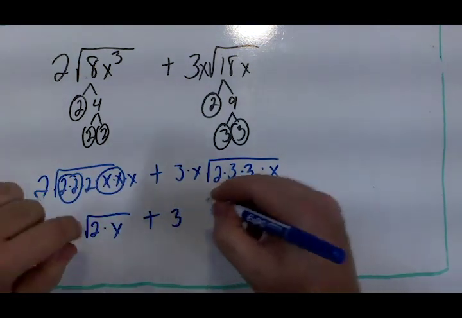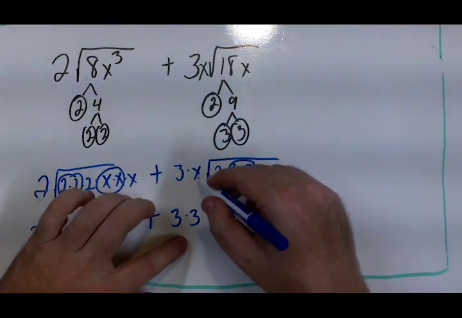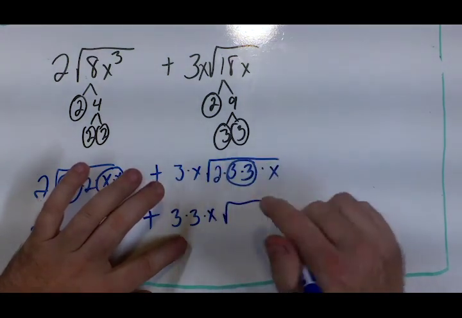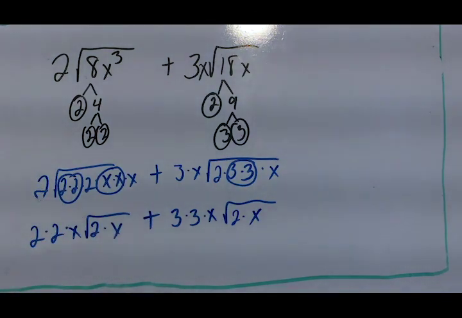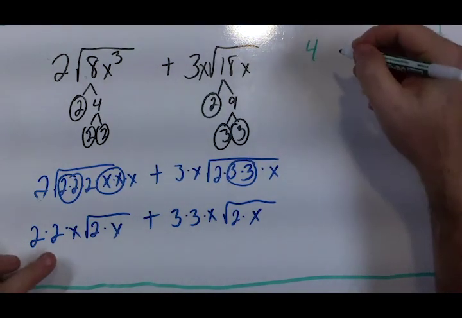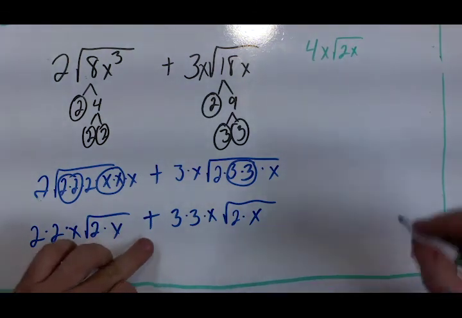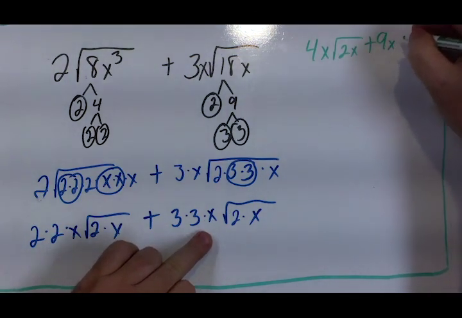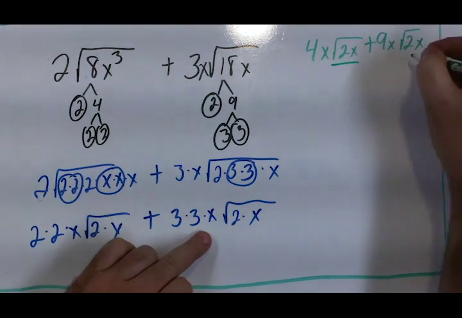Over here we have a 3 out front. I also have a pair of 3's right here, so I can bring that out. The 2 does and the x doesn't, so this x is going to stay right here, and then underneath the square root is going to be a 2 and an x. If I multiply these back together, so 2 times 2 is 4x square root of 2x, plus 3 times 3 is 9x square root 2x.